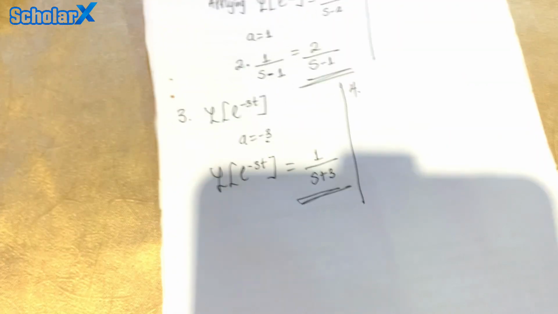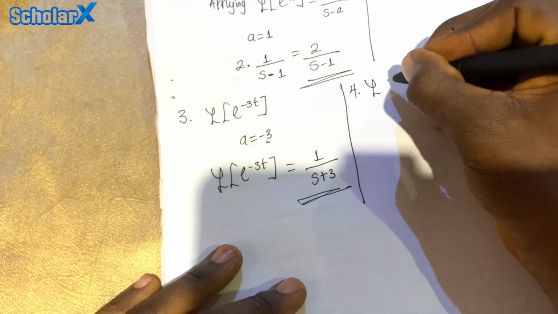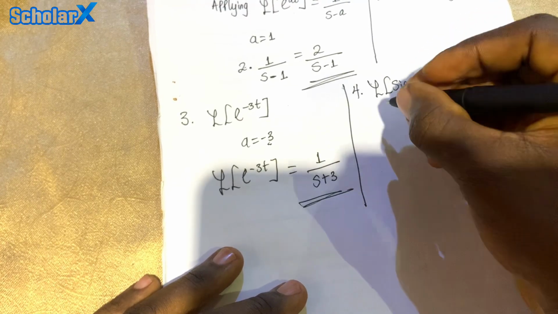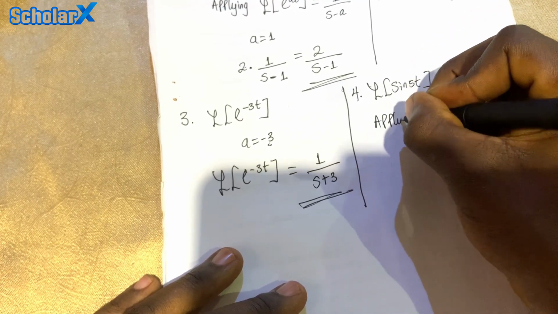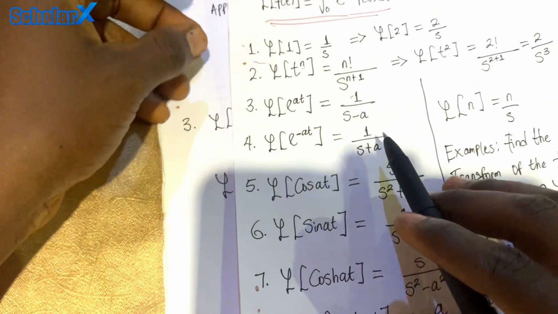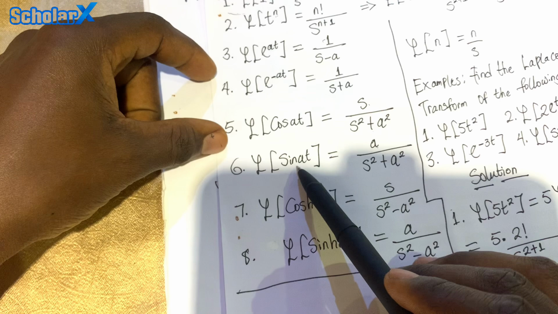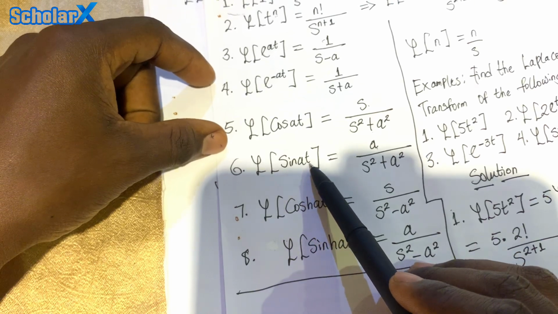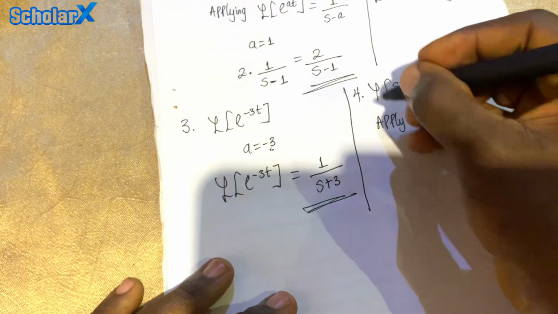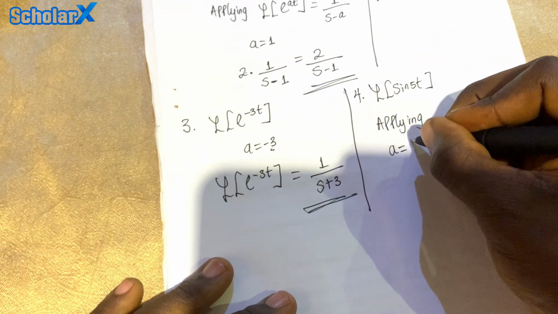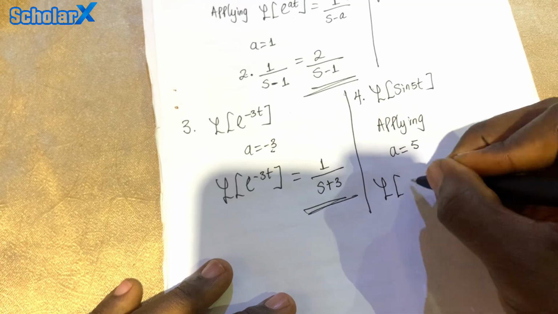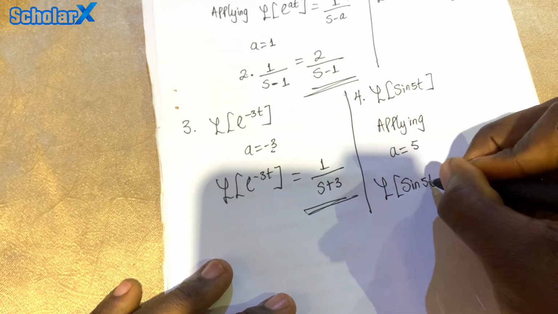The fourth example says the Laplace transform of sine 5t. What rule are we going to apply? We're going to apply the rule that says the Laplace transform of sine at equals a over s squared plus a squared. In this case, our a is 5.